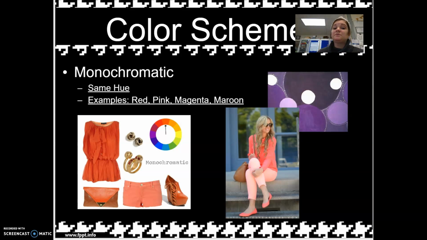Okay, so you can see here that in the lower left photo, it is all reds, some tangerines, but same hue. Okay, that is monochromatic color scheme depicted in clothing. So the one on the right is a similar outfit. You can kind of see it is one color. They chose that coral pink and stuck with it. Okay, yes, the pants are a little bit white. They don't match exactly, but it is the same hue.